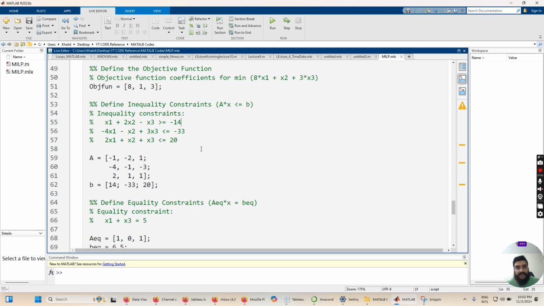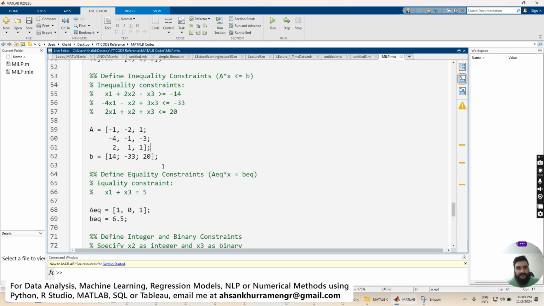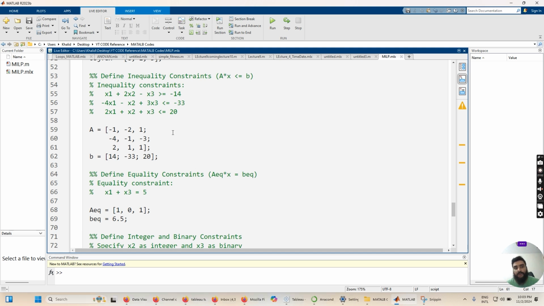Now that that is done, what is A and what is b? A is the coefficients of the variables currently attached to these inequality constraints. For example, we have 1, 2 and minus 1, which when multiplied by minus 1 will be minus 1, minus 2 and plus 3. Then we have the coefficients of the second inequality: minus 4, minus 1 and plus 3. And the last one is 2, 2 and 1. So these are the coefficients of the inequality constraints. The semicolon denotes that we are going to represent another row, so this will be the second row and this will be the third row. So A is a matrix of 3 rows and 3 columns. In the same way, we will define b, which, when we multiply by minus 1, becomes 14. The second row becomes minus 33 and the last row has 20. So that's how you define inequality constraints.